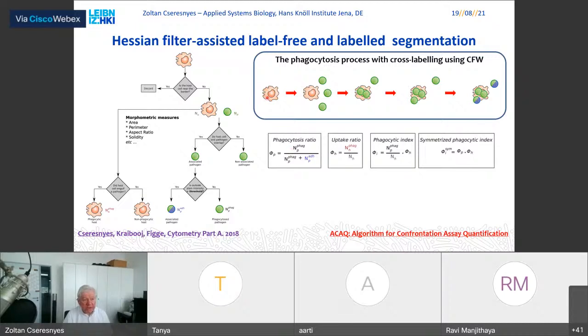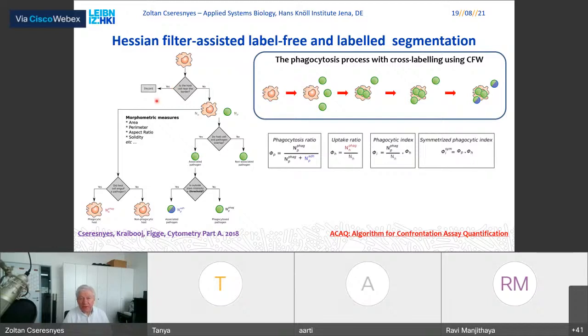So we start with finding the macrophages, and then we look, okay, is this cell close to the edge of the dish or the field of view or not? If it is close to the edge of the field of view, this means we may only see, for example, 1/2 of the cell, or 1/4 or 2/3. In this case, we will exclude these cells from further analysis.